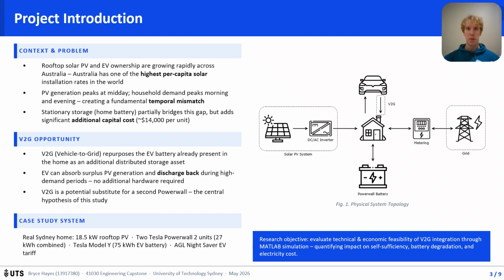This abundance of solar, however, causes problems in the form of a temporal mismatch between the peak PV generation hours and the electricity consumption hours. So the home batteries are rapidly expanding in residential applications to address this problem. However, they do come at a large capital cost.